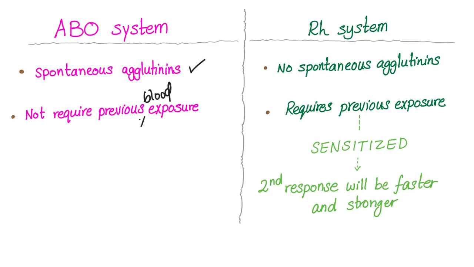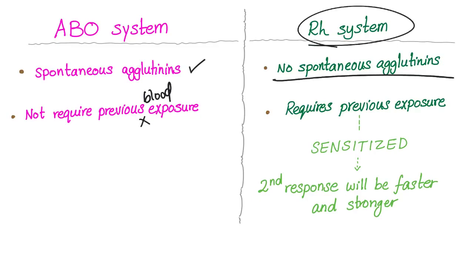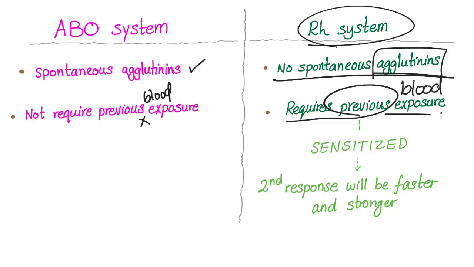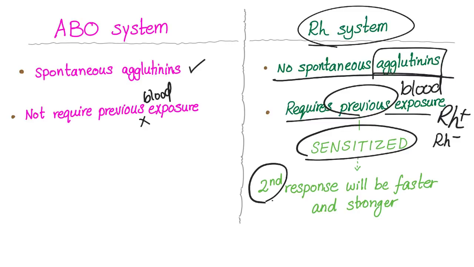Okay. On the other hand, in the Rh system, there is no such thing as spontaneous agglutinins. For these antibodies to form, you have to be previously exposed to blood that was Rh positive and you were Rh negative, so you're now sensitized. If this happens again, the second response will be faster and stronger. I hope this is clear.